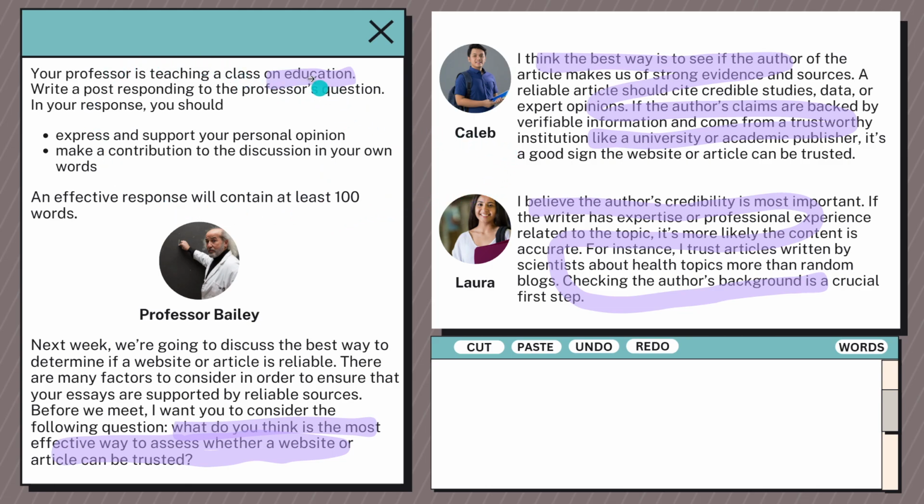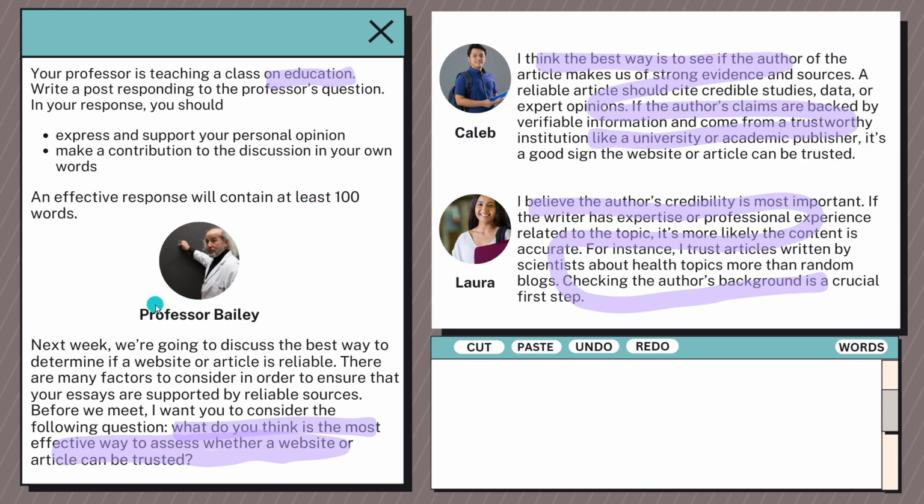First up, you've got the instructions. Now, the instructions never change except for one little thing, and that is the subject of the class. The subject doesn't really matter, but it will be different each time. Also, the instructions will tell you to write at least 100 words. Remember, that's not a word limit. You are allowed to write more than 100 words, and probably you should write more than that.